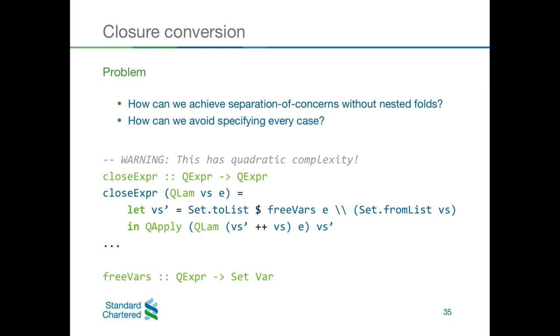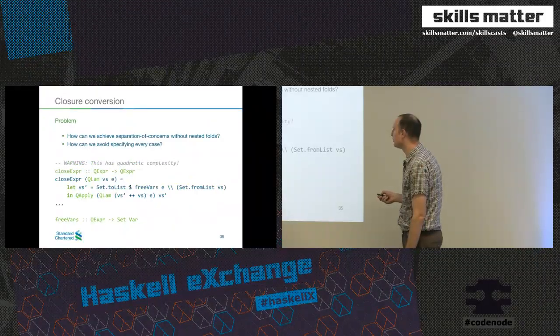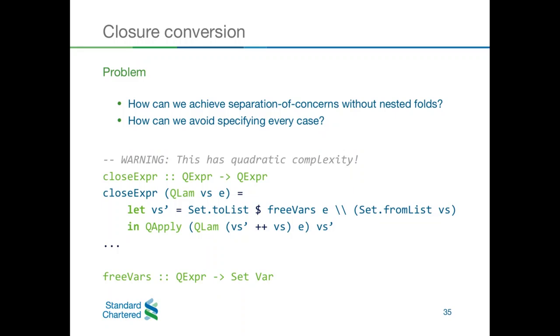Here is an implementation of this. It's fairly simple. We have a little auxiliary function here, free variables, that calculates the free variables, gets a set, takes away the arguments from that set, and then adds the free variables minus the arguments to the argument list here. So essentially this code is doing what we were doing there. But this free variables call here is of course a fold on the syntax tree. It's going from qexpr to set of var.